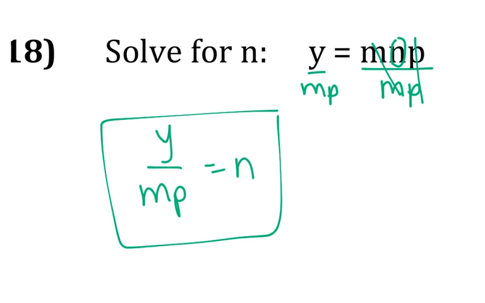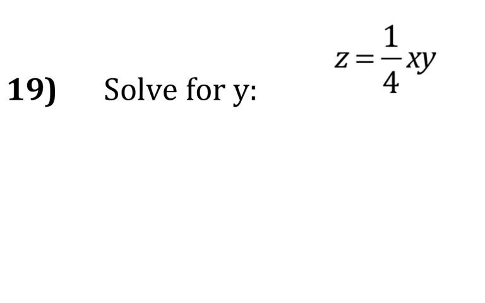Okay, let's go to number 19, last one. We're going to solve for y. So cover up the y, what do you need to get rid of? You need to get rid of two things. So let's do this one thing at a time. Let's get rid of the 1/4. So we do that by multiplying by 4 over 1. So times 4 on both sides, we're going to have 4z equals xy.